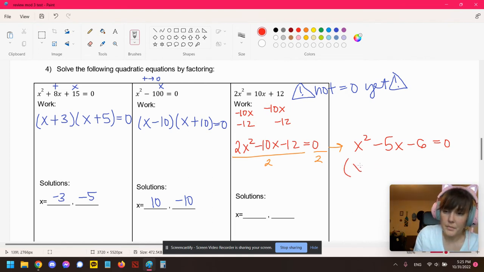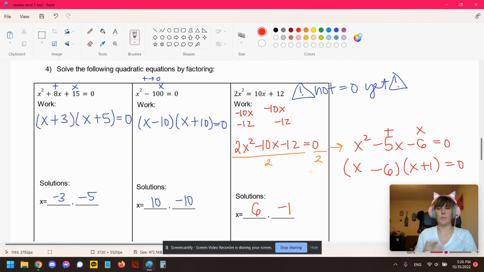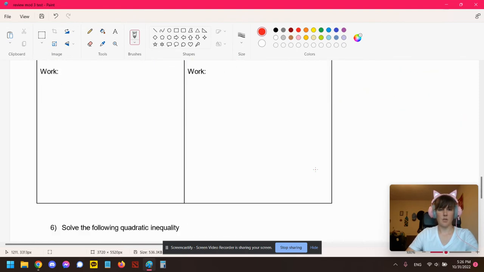Now I can factor by saying what multiplies to negative 6 and adds to negative 5. Turns out it's negative 6 and positive 1, which makes my solutions positive 6 and negative 1. Again, these are the values that, if I plug them in for x, give me 0. Cool. Keep going, a couple more left.